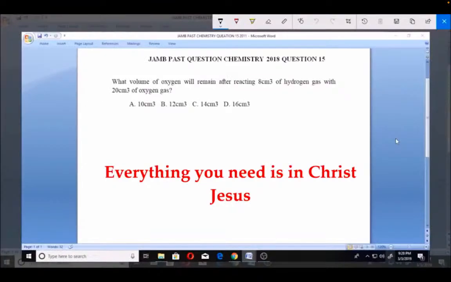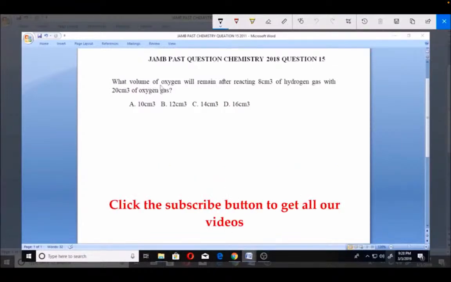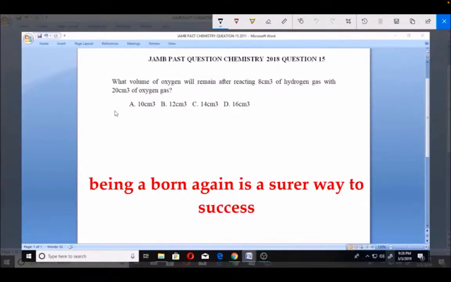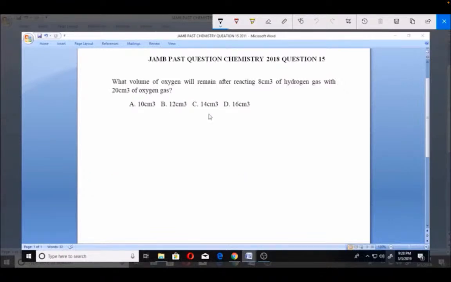Hello, welcome. Let's look at question number 15 for JAMB Past Question Chemistry 2018. What volume of oxygen will remain after reacting 8 cm cubed of hydrogen with 20 cm cubed of oxygen? A, 10 cm cubed; B, 12 cm cubed; C, 14 cm cubed; D, 16 cm cubed? The threes on the cm cubed are superscripts. Now, how do we solve this?